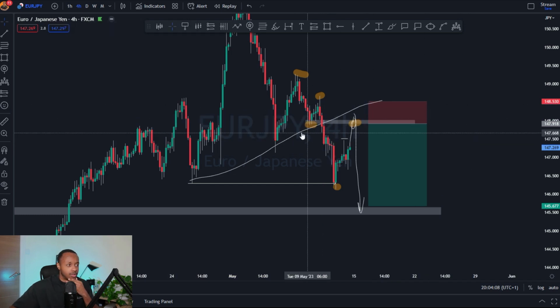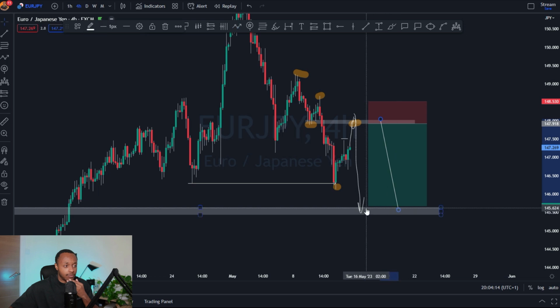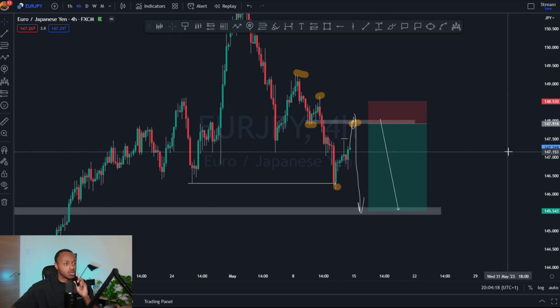Euro Yen and Euro USD, very similar setups here. So we'll be looking at both of them, seeing which one gives me the best entries. But yeah, they are looking pretty good. So keep an eye out for Euro Yen for some shorts back down into 145.550 for next week.